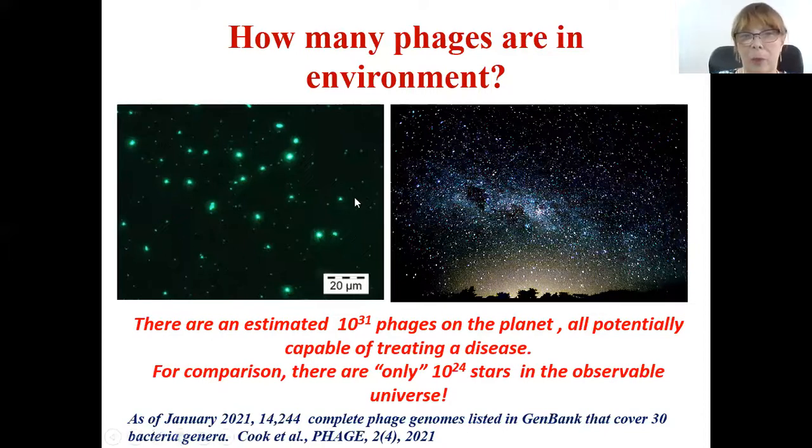This picture here shows a drop of water. Of course, there is a luminescent dye included in this water, and you can see the big spots. These are bacteria, and around them you can see many small spots that are bacteriophages. So you can have an impression of how many phages are surrounding us.